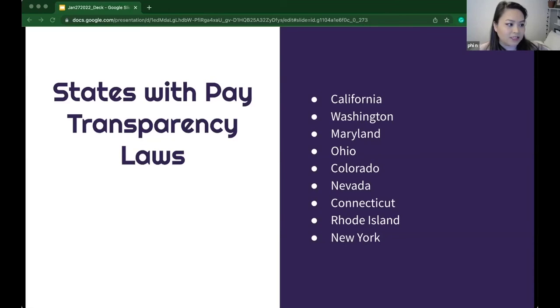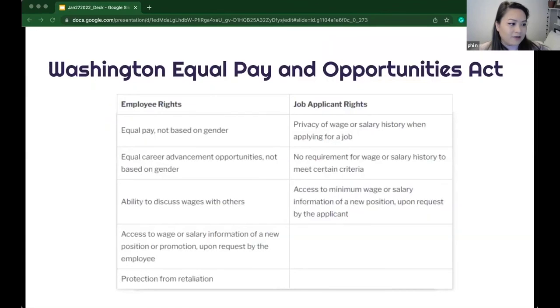I also want to take a moment to focus on Washington on the next slide, just to highlight what we have here in our state. I have a screenshot of the difference between the rights of employees and those of job applicants when they're applying. So a few distinctions for what pay transparency could mean: it is illegal to ask about their wage or salary history when they are applying for a job.